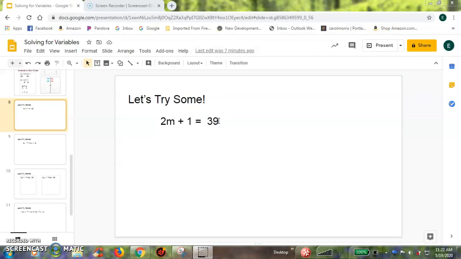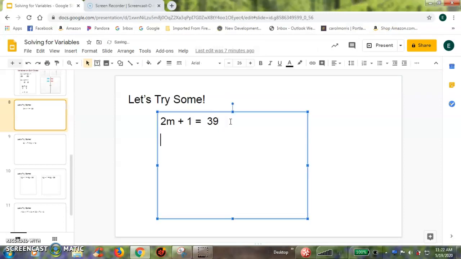So we're going to try a few on our own right now, and because I'm typing, I'm not going to actually do all of this written out, so I just want you to listen to my thinking. In this case, our variable is m, and we want to leave the m by itself. So the first thing I'm going to do is subtract 1 from both sides. When I do that, that leaves me with 2m, which is what I want to be left with, equals 38. Then I'm going to divide both sides by 2. If I divide the first side by 2, that leaves me with m. And then 38 divided by 2 leaves me with 19. So m equals 19.